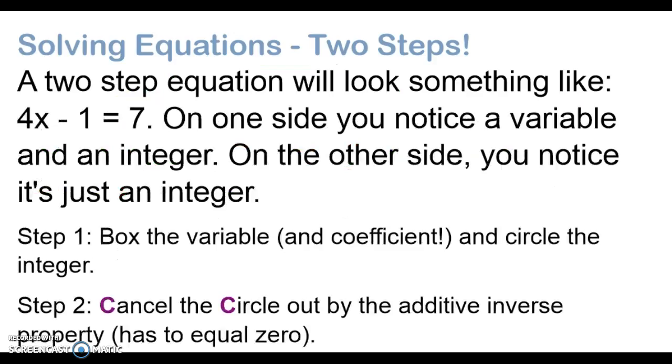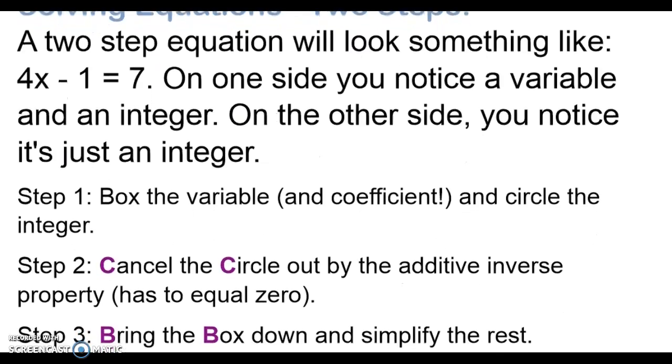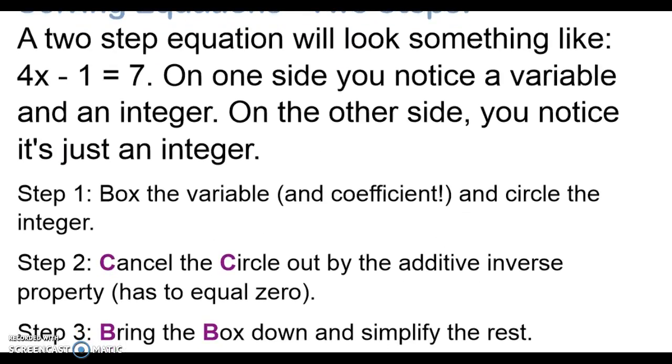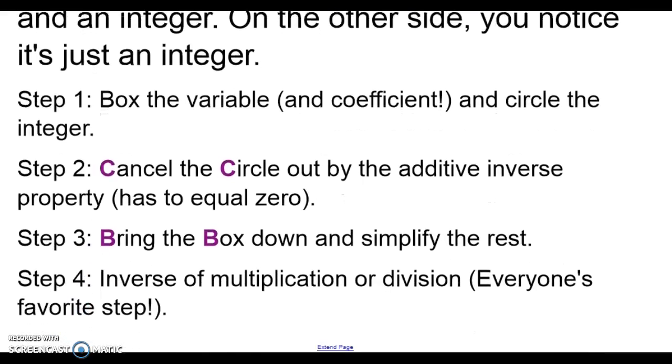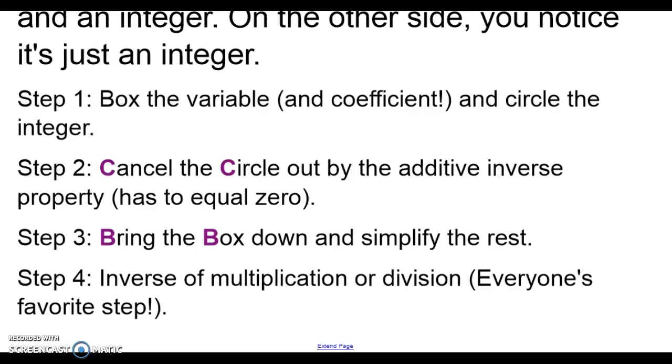Now we're going to jump right into solving two-step equations. When we take a look at a two-step equation, it looks something like the example I have here, 4x minus 1 equals 7. I have a couple of steps down here, and even though this is a two-step equation, I have 4 steps here, and I'm going to go in depth with these when we start really taking a look at the example.